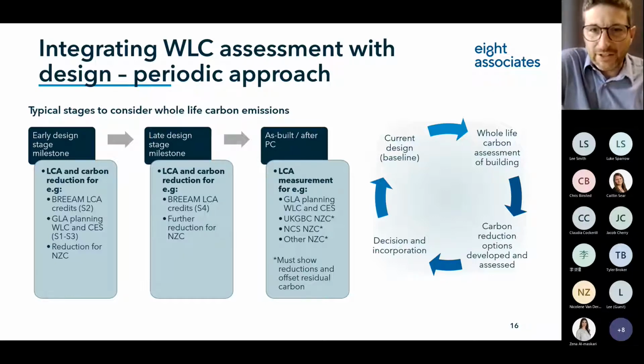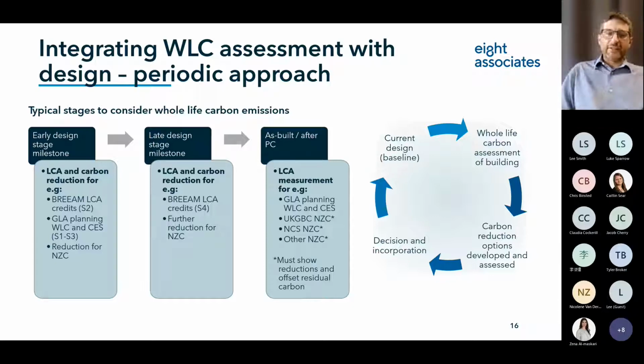And then you have that as built after practical completion, where you're measuring the final carbon emissions. GLA want that submitted to them. The various ways of achieving net zero carbon need that measurement to do the offsetting and so on, and to demonstrate the claim. And so each of these stages, like I say, you have that current baseline. This is the classic way it works. Current baseline design the designers have, and then that gets assessed by the LCA expert, and then options are developed.